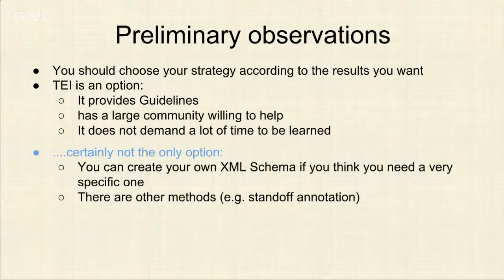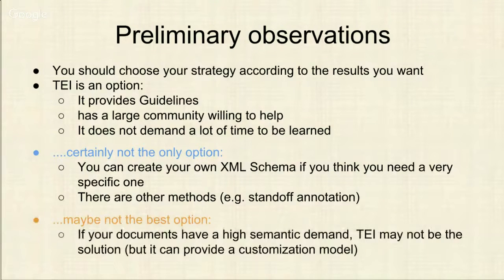So you can create your own schema if you think that you need a very specific one. And there are also other methods. And some of you at this point may know that I am actually a fan of standoff annotation. That means that you can also do the other way around. You can start from a different type of information collection, and then use TEI XML in order to organize and structure the information. Maybe TEI is not the best option if your documents have a very specific semantic demand, but it can provide a model for a different type of XML encoding.